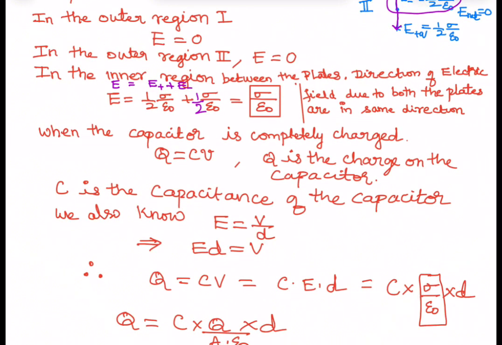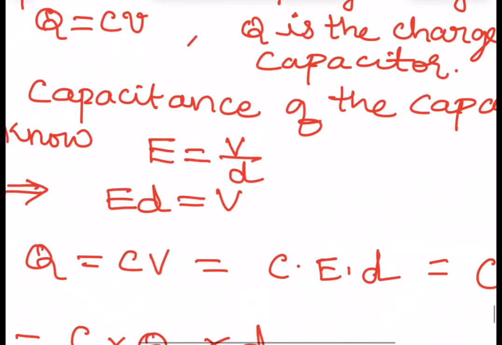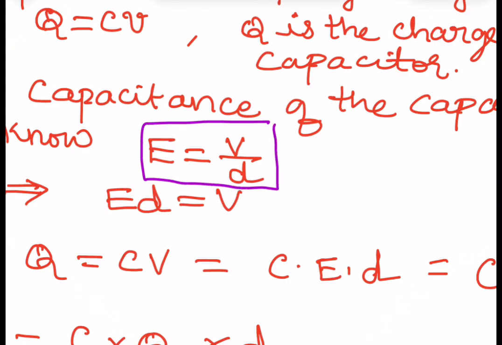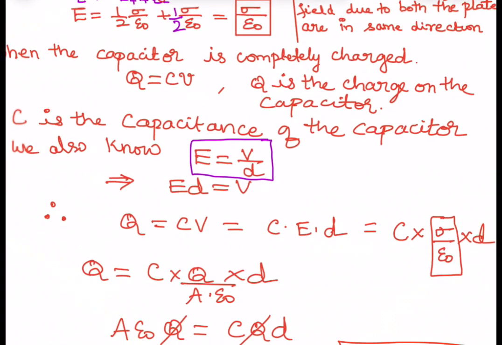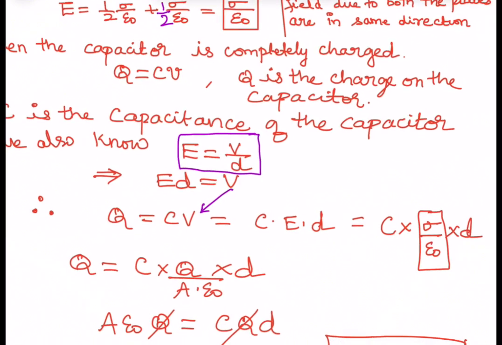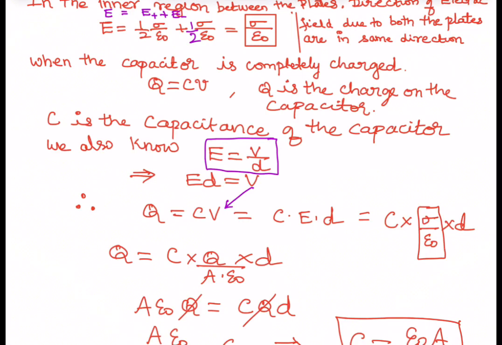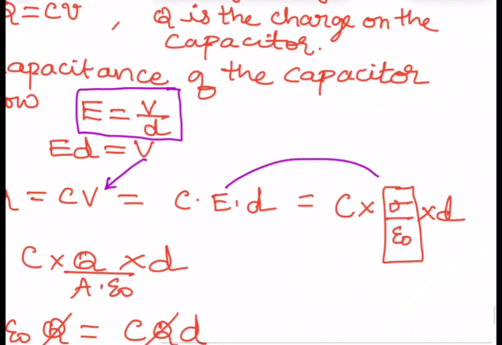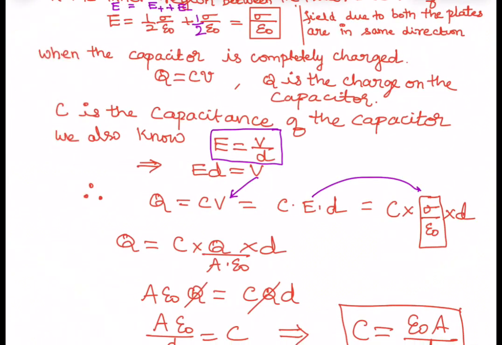When the capacitor is completely charged, the charge is related to the potential difference between the plates by Q is equal to CV, where C is the capacitance of the capacitor. The electric field is also related to the electric potential by the equation E is equal to V by D. Cross multiplying, E into D becomes V. Now substitute this V here. Q is equal to CV becomes C into E into D. And E you can replace with sigma by epsilon naught, so it is C into sigma by epsilon naught into D.